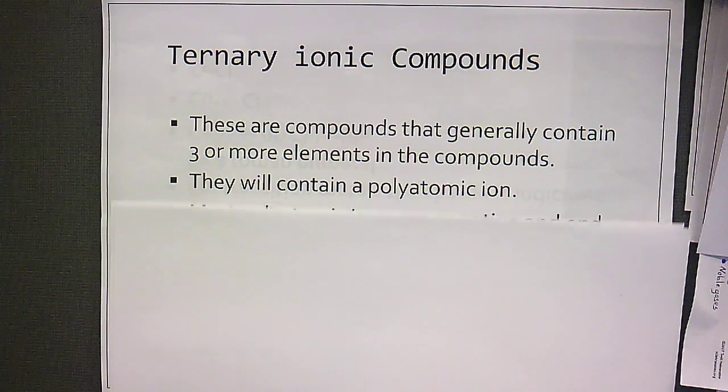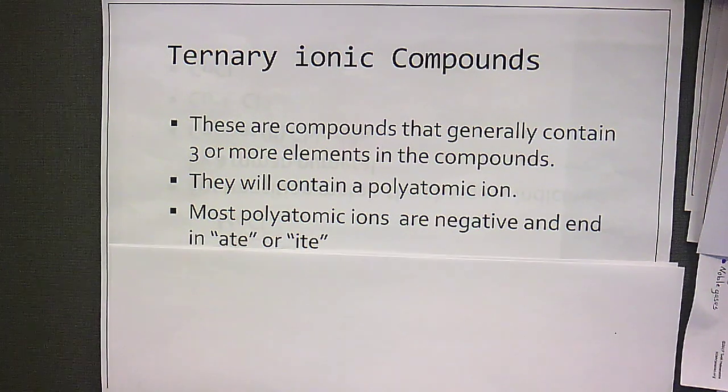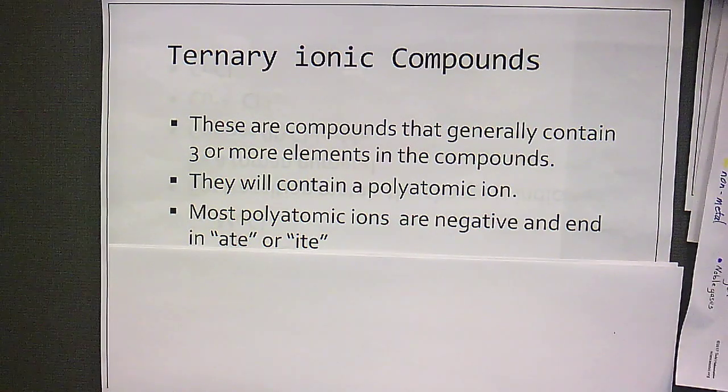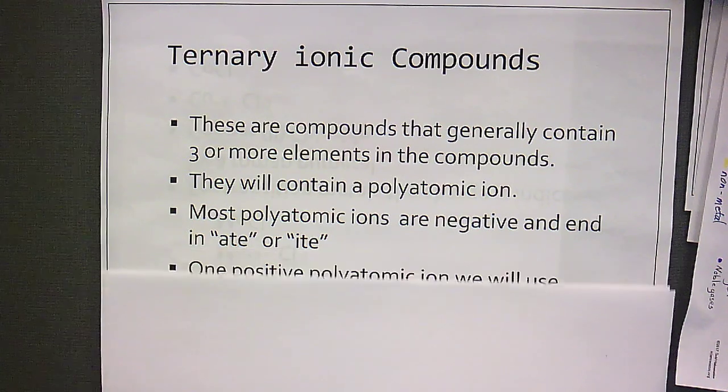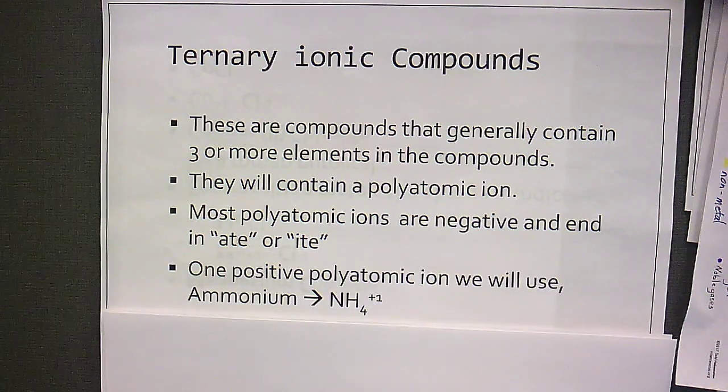Okay? All right. Most of our polyatomic ions are negative and will end with the suffix ATE or ITE, which you should see on your polyatomic ion sheet. Here in a second, I will point out the ones that don't, so you can mark them. But there is one positive polyatomic ion that we will deal with, and that is ammonium, which is slightly different from ammonia, and it is NH4 with a +1 charge.